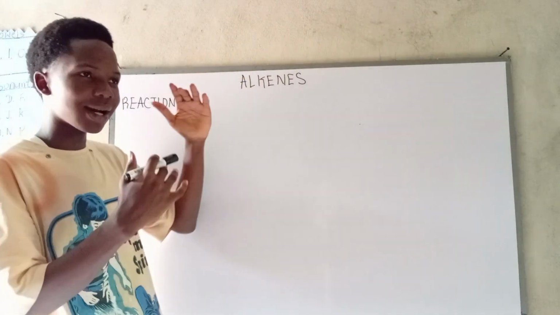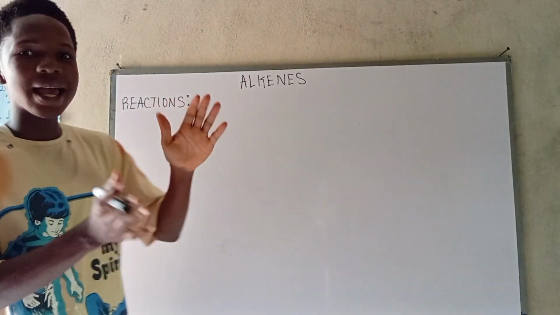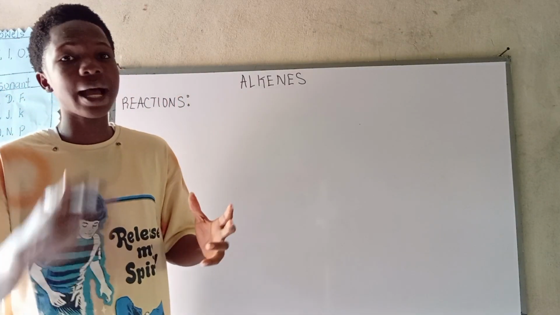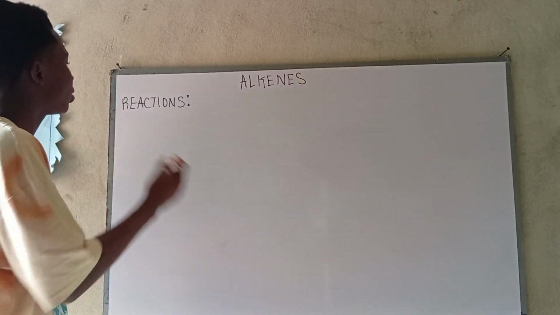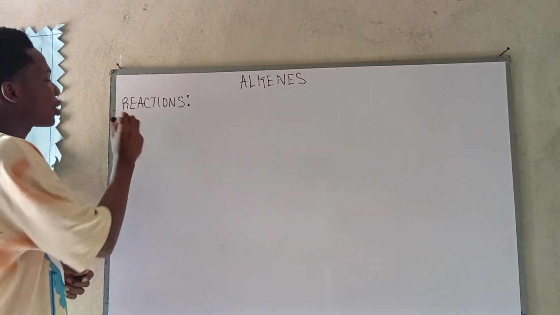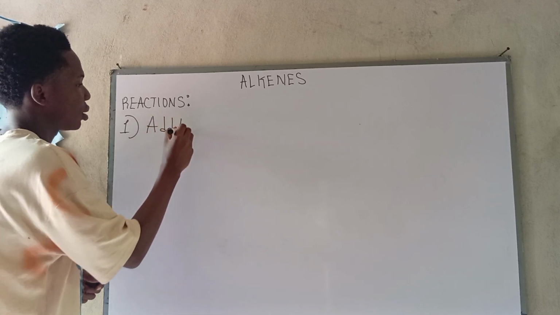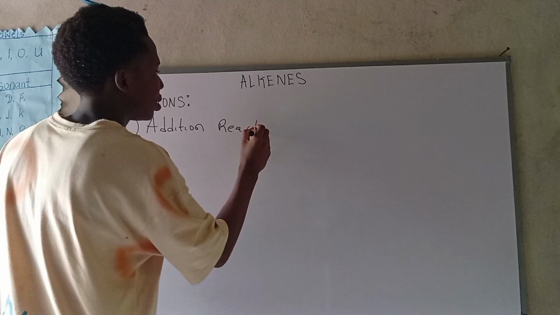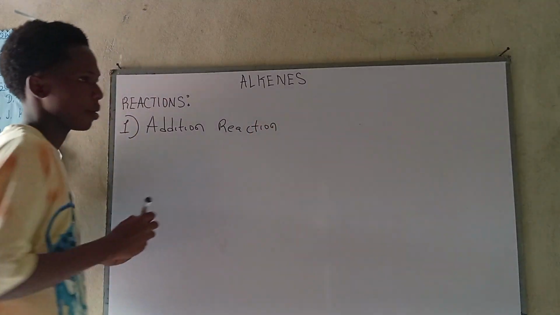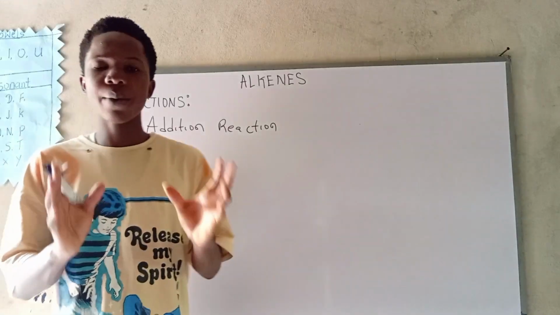And inside the addition reaction, we also have sub-types. You get me? In the addition reaction, there are many addition reactions. First of all, we're going to talk about the addition reaction before any other one. Now, when alkenes undergo addition reaction, something happens to them.